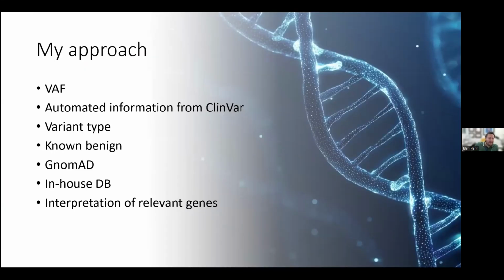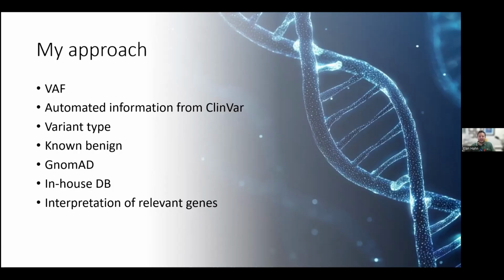So just rehashing my approach now that we've seen a few cases and the databases: looking at the VAF, how does it compare to the VAF that we are validated for in our assay, and how does that relate to the tumor cellularity? Automated information from ClinVar: are there any pathogenic or likely pathogenic calls from ClinVar that I need to evaluate before I start filtering on other bases? The variant type: is it one that's expected to be impactful or not? Is it intronic? Is it untranscribed? These are things that I try to filter out.